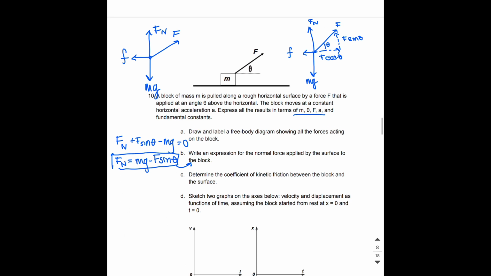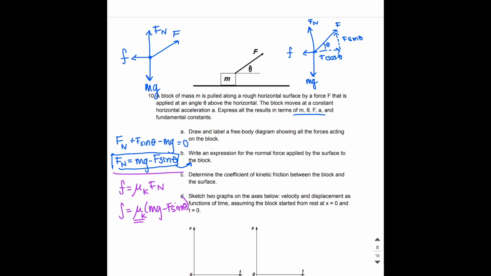Part C says to determine the coefficient of kinetic friction between the block and the surface. For part C, we're going to start with the fact that friction is equal to mu k times the normal force, and that the normal force is mg minus F sine theta, times my mu k. If we're going to determine the coefficient of kinetic friction, we're trying to solve for this mu k.